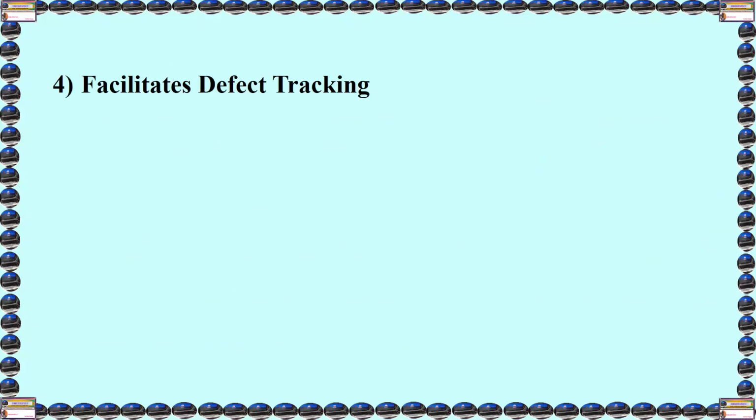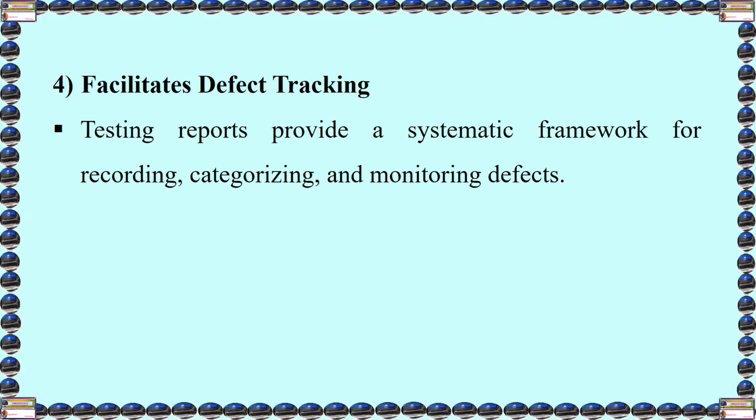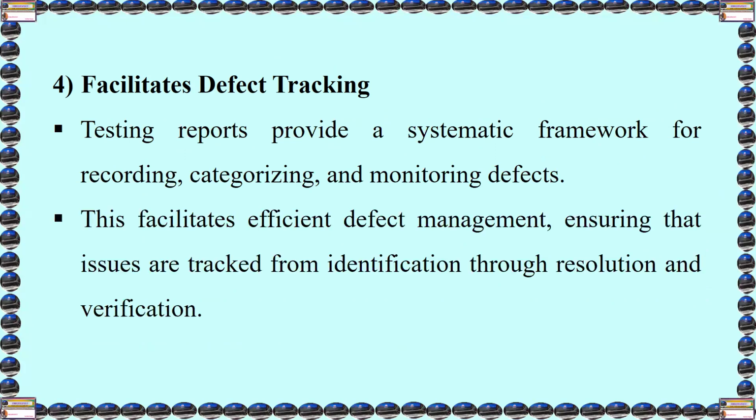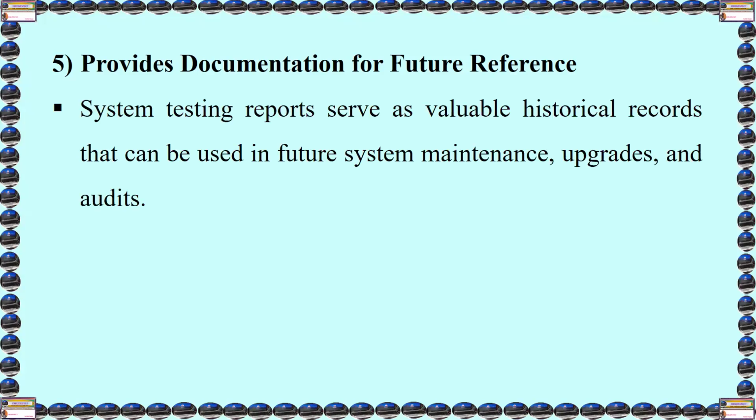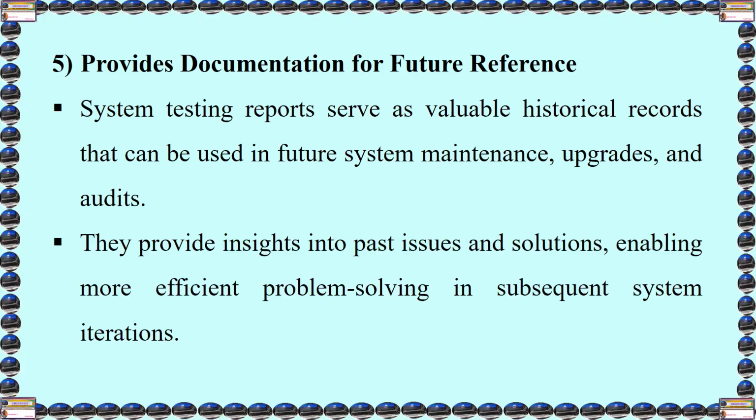Number 4, it facilitates defect tracking. Testing reports provide a systematic framework for recording, categorizing, and monitoring defects. This facilitates efficient defect management, ensuring that issues are tracked from identification through resolution and verification. Number 5, it provides documentation for future reference. System testing reports serve as valuable historical records that can be used in future system maintenance, upgrades, and audits. They provide insights into past issues and solutions, enabling more efficient problem solving in subsequent system iterations.